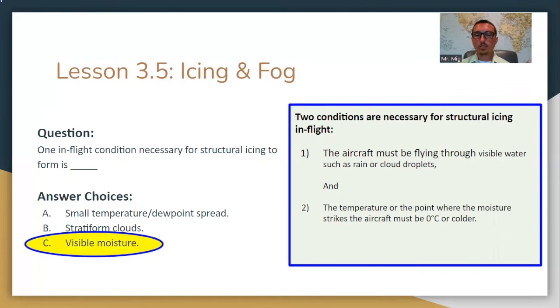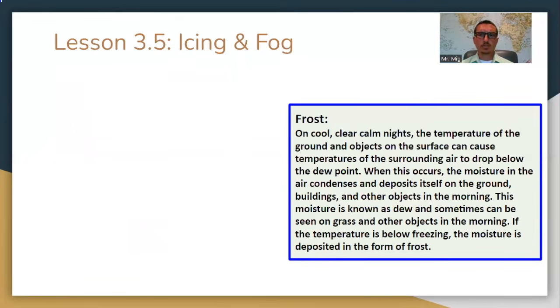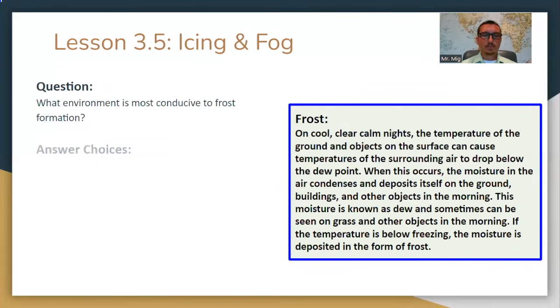So two conditions are necessary for structural icing in flight. The aircraft must be flying through visible water, such as rain or cloud droplets, and the temperature at the point where the moisture strikes the aircraft must be below 0 Celsius. Remember, 0 Celsius is freezing. If you're in America and you go with Fahrenheit, it's 32 Fahrenheit, but the test is going to use Celsius for temperature. So be familiar with Celsius. 0 Celsius is freezing, 100 Celsius is boiling. And honestly, you should know those. It's good information even outside of this.